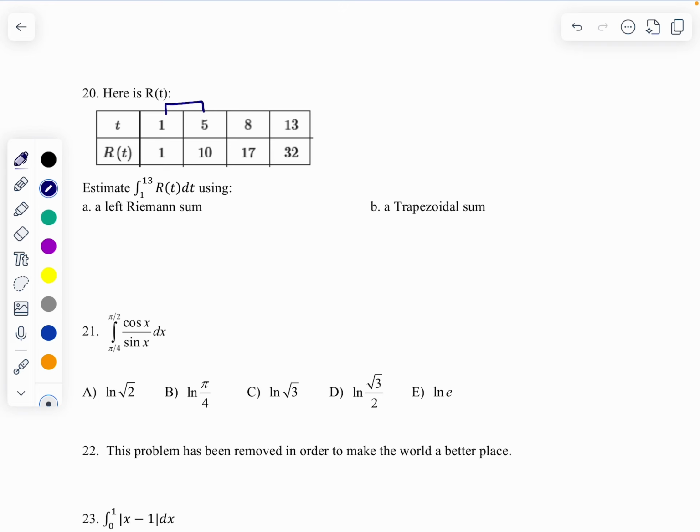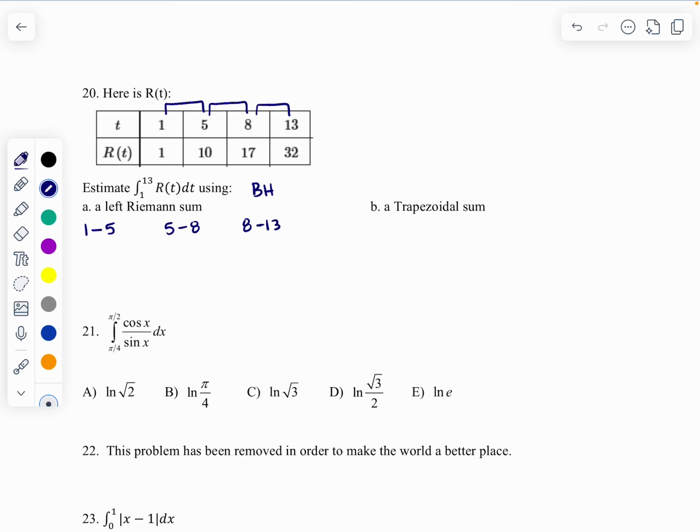My first interval is from 1 to 5. My next interval is from 5 to 8. And then my last interval is going to be from 8 to 13. And remember, if we're doing a left, a right, or a midpoint Riemann sum, we're just using a regular rectangle, which is just base times height for the area.